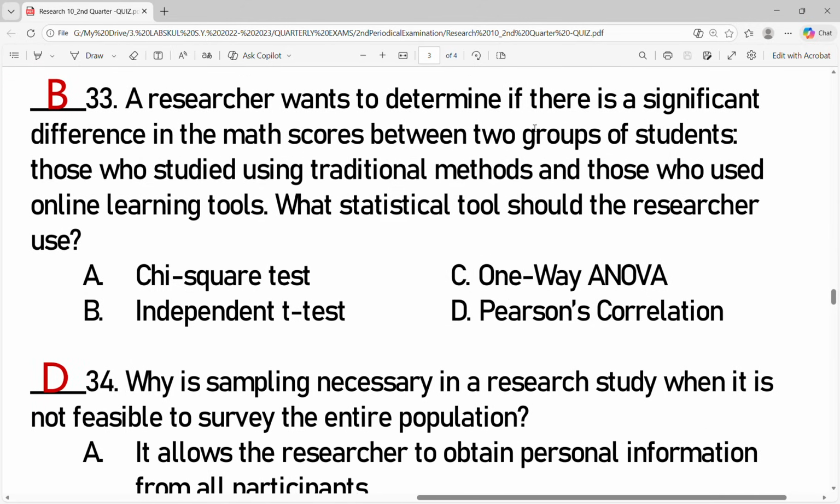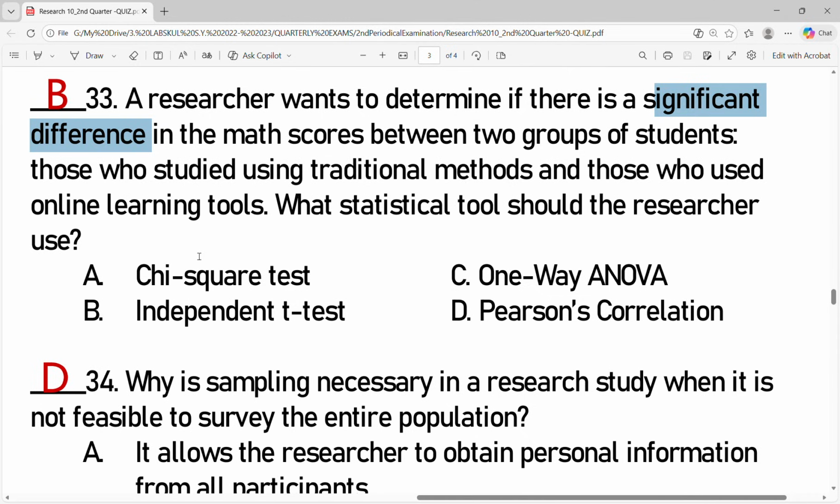Number 33. A researcher wants to determine if there is a significant difference. Again, comparing significant difference in math scores between two groups of students, those who studied using traditional methods and those who used online learning tools. What statistical tools should the researcher use? So, may ara kita diri duha ka grupo ka gusto lang naton lantawon if may difference sa ilang nga scores. So comparing the means of two different groups.